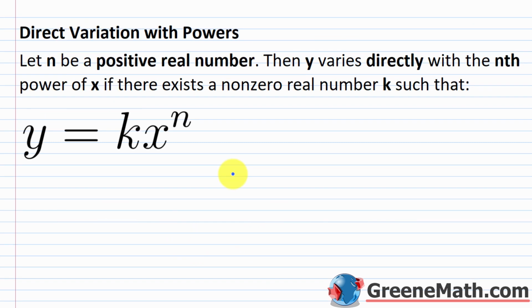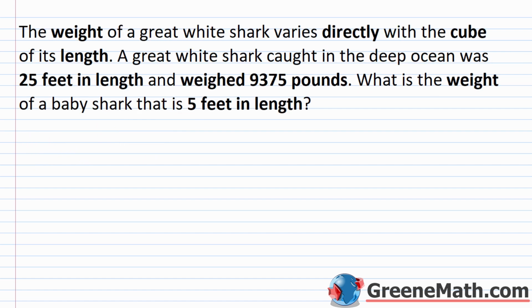All right, so we also have direct variation with powers. So let n be a positive real number. So that's going to be this guy right here, the exponent. So then y varies directly with the nth power of x if there exists a non-zero real number k such that y equals kx to the nth power. Okay, let me give you an example.